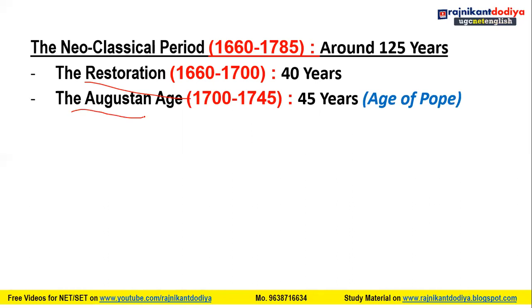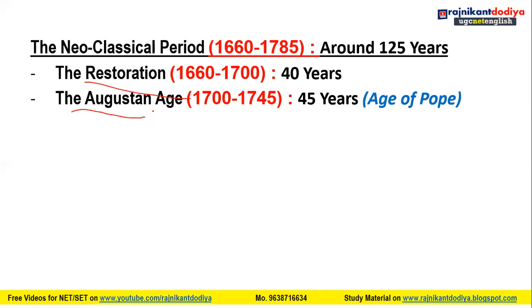This century is considered the golden age. It is known as the golden age, as well as the 18th century, because English literature flourished so much during this time. All the types of writings were there. Prose writing was there, poetry was there, drama was there. So it flourished very much. That's why it was called the golden age of English literature.